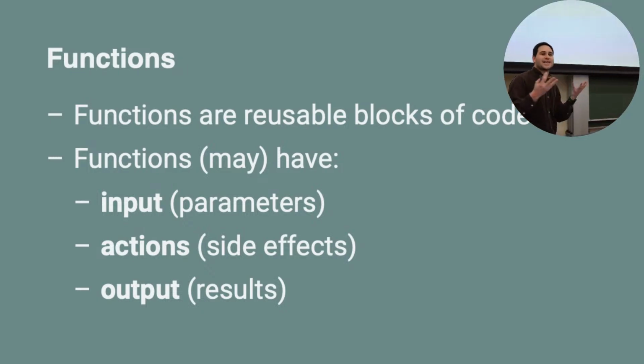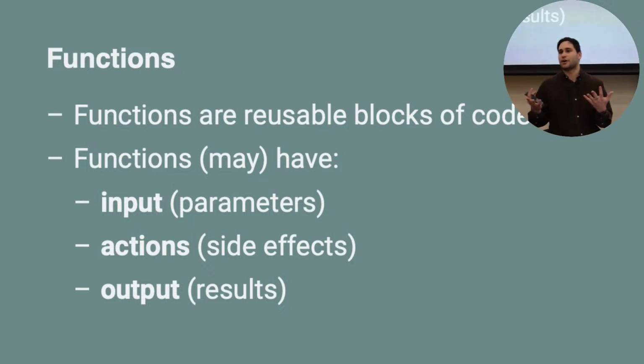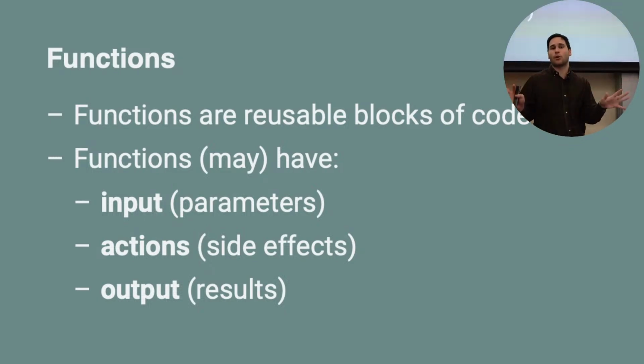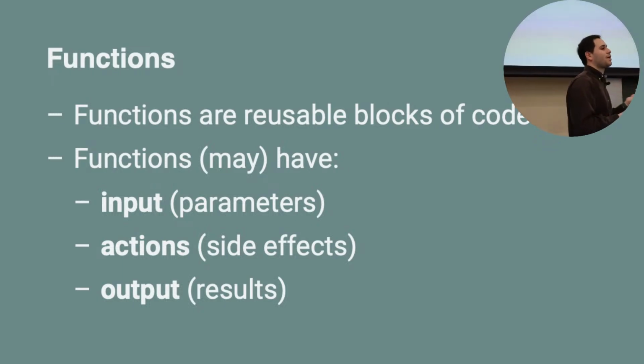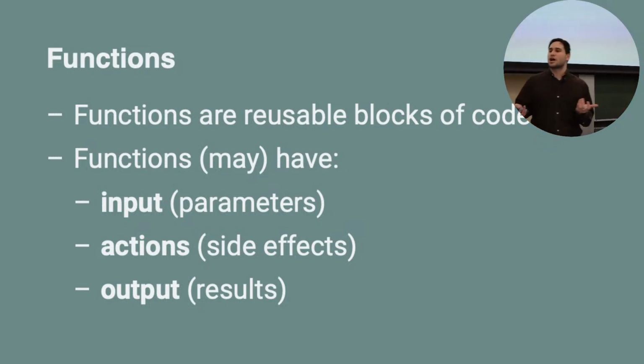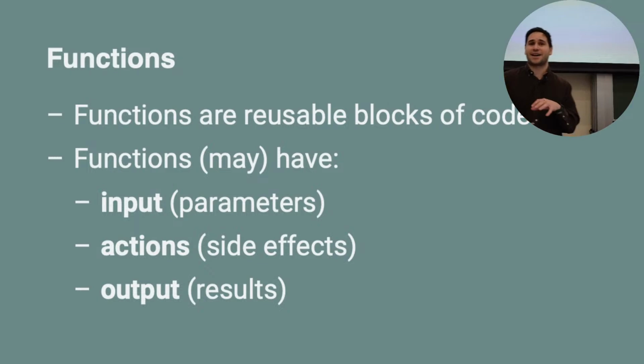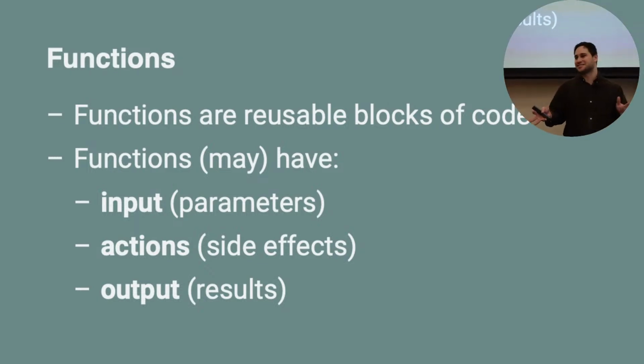The main function is actually an exception because the main function is special. We can only have one and we don't call it. The computer calls it for us. So in that sense, it's not really a reusable block of code. So when we talk about functions, we're actually talking about all functions other than main.